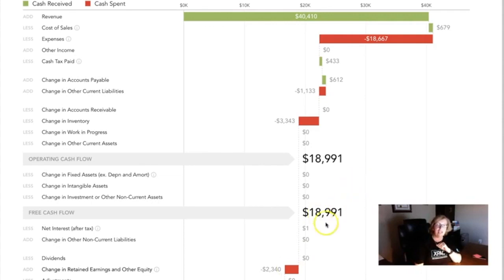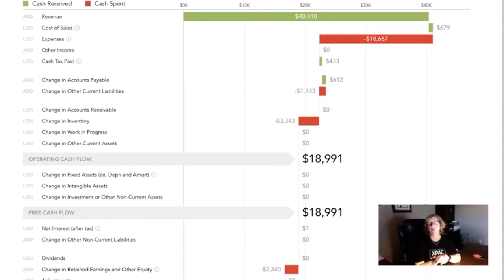In this case, free cash flow, the business generated almost $19,000 in cash. But the owner took out $2,340 in distributions. So the net cash flow was $16,652. If we were looking at the bank statement in this situation, we would see that the bank balance should have $16,652 more in it at the end of the month than at the beginning. And that's a nice healthy way, and this happened to be a good month in December for this retailer. So they were able to add a good bit of cash back into their balance.